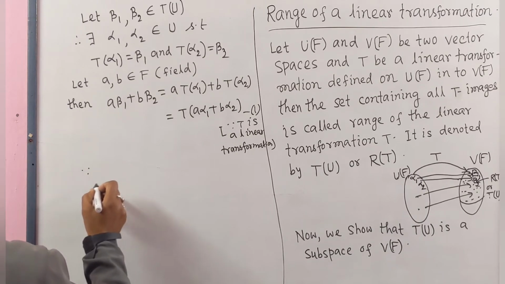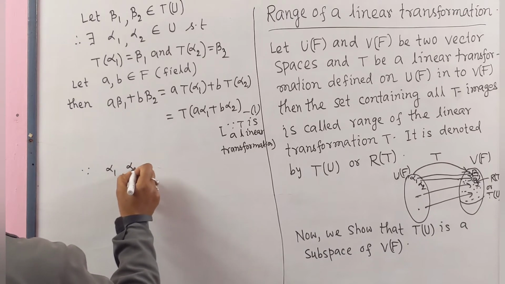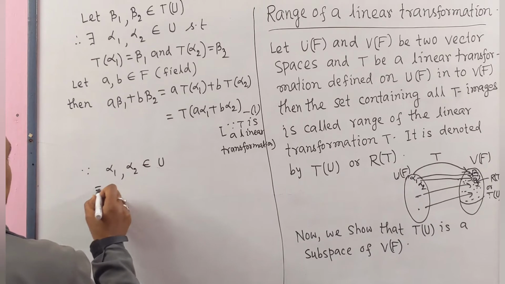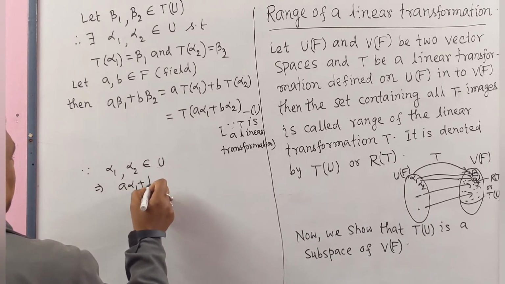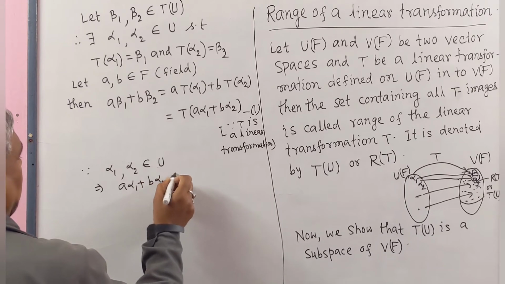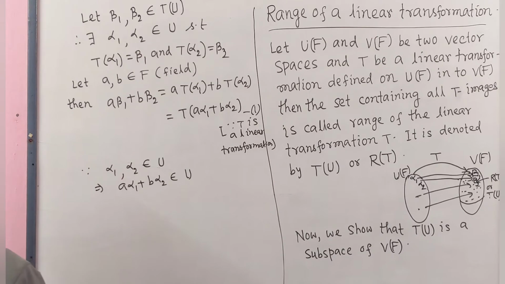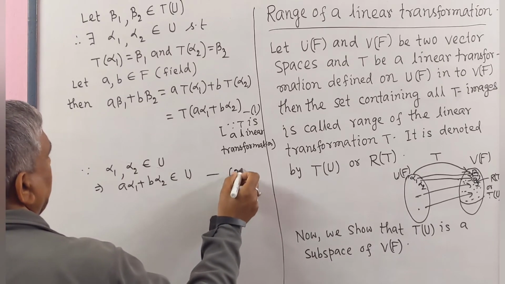Since alpha 1, alpha 2 belong to U, implies that a alpha 1 plus b alpha 2 belong to U. This is number 2.